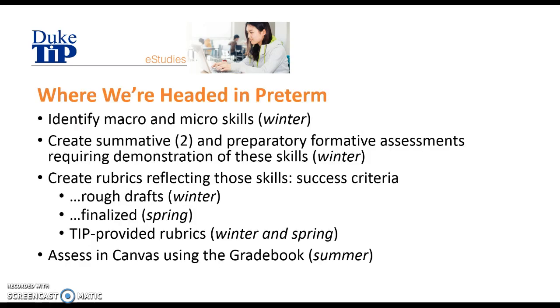So this is where we're headed in preterm. This is just at a glance. This winter, you're going to identify macro and micro skills. That's your first deliverable on January 17th. And then right after that, you're going to build an outline for at least 2 summative assessments for the term. So in 7 weeks, your students will do 2 summative, and then they'll do some preparatory formative assessments that require demonstration of those skill objectives.